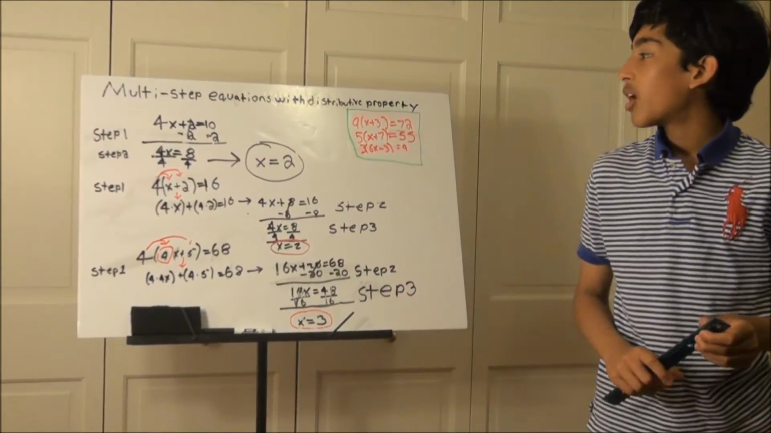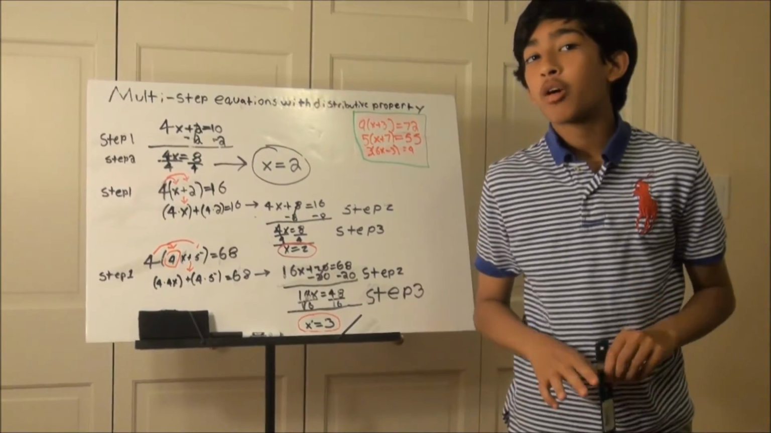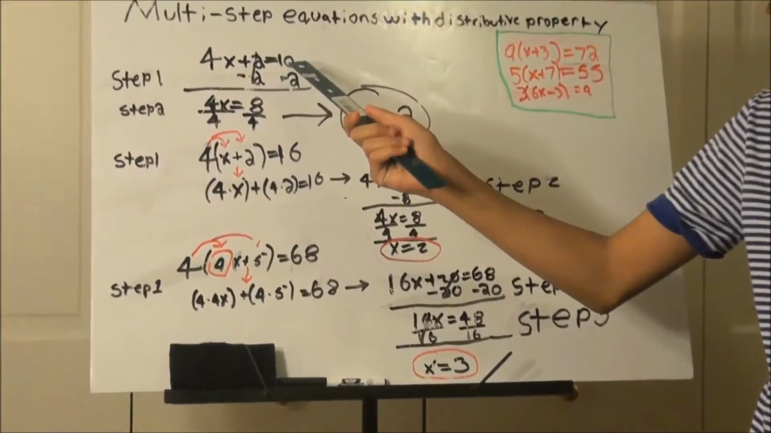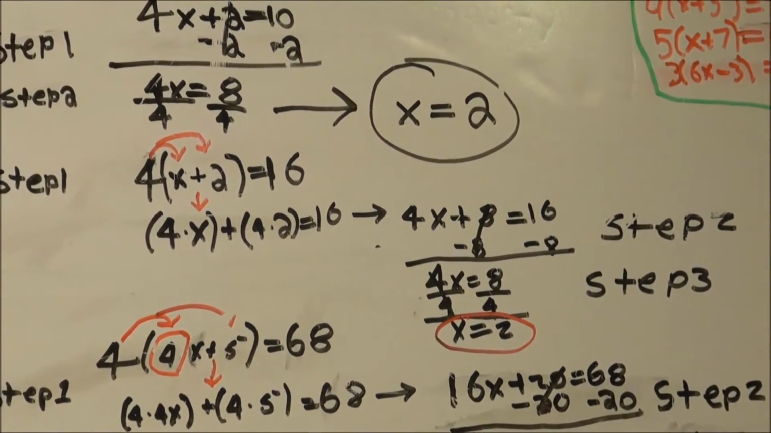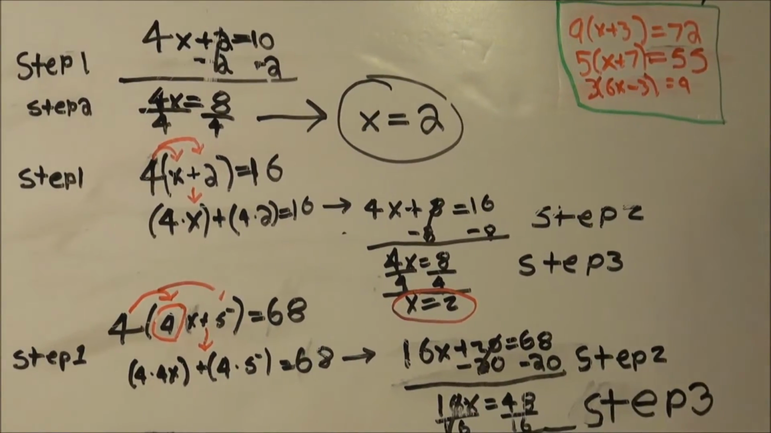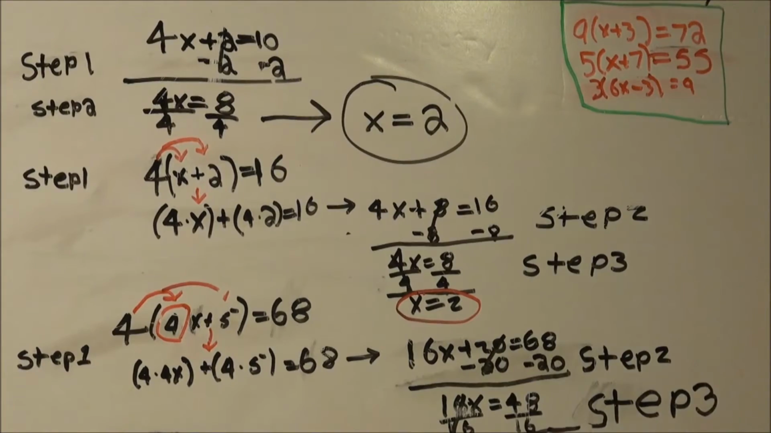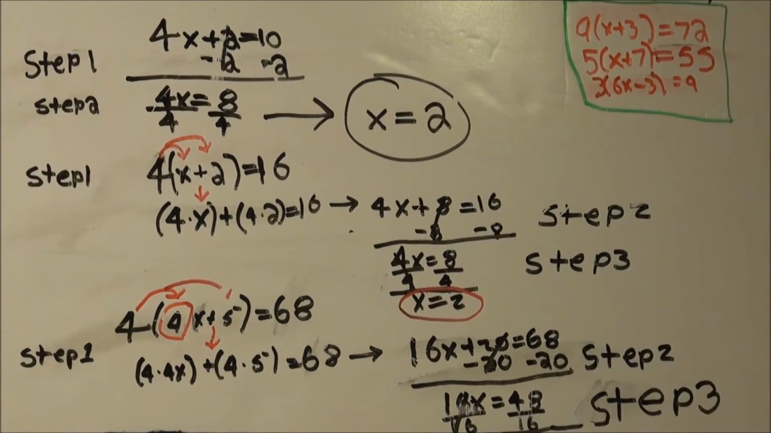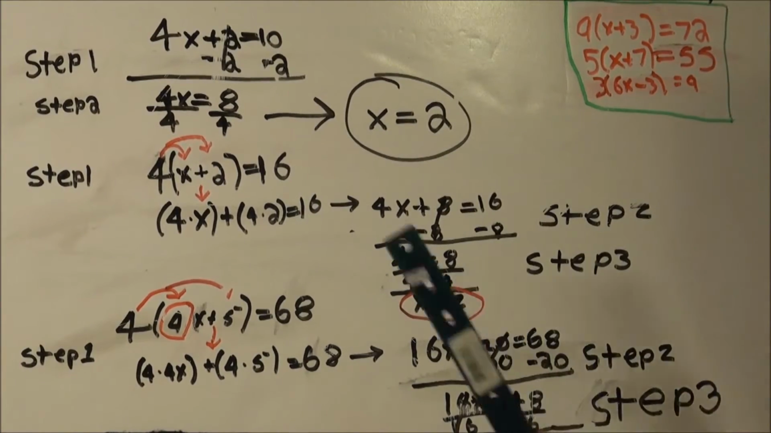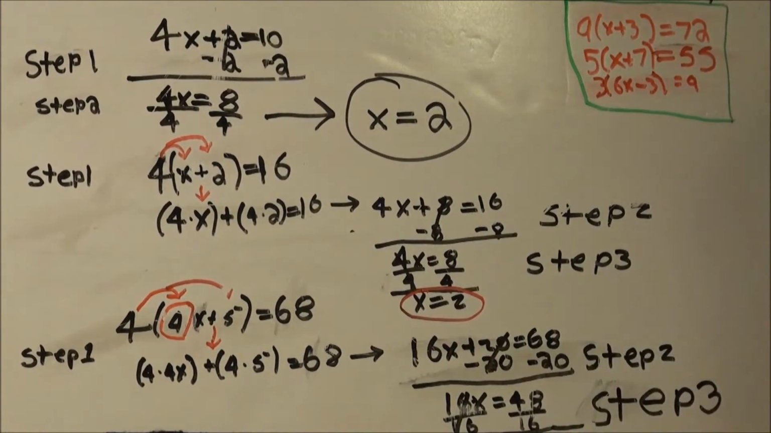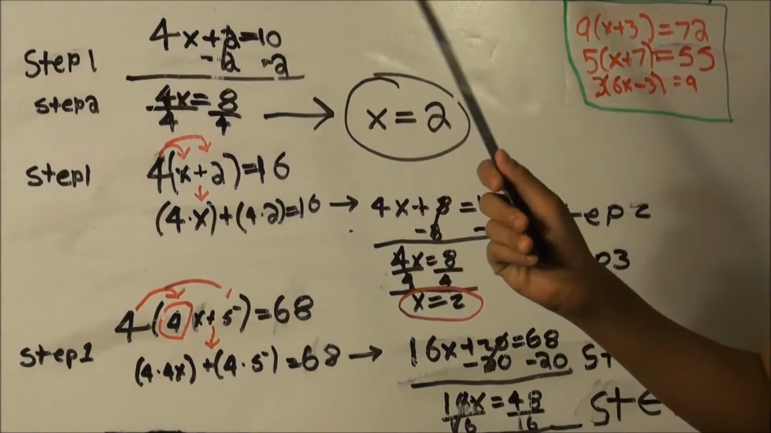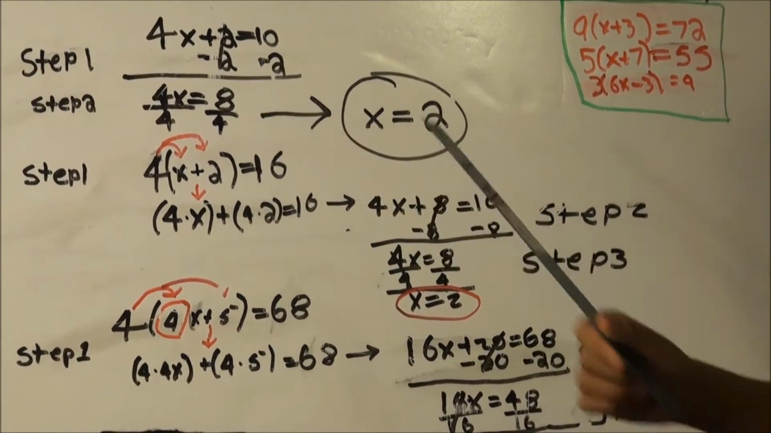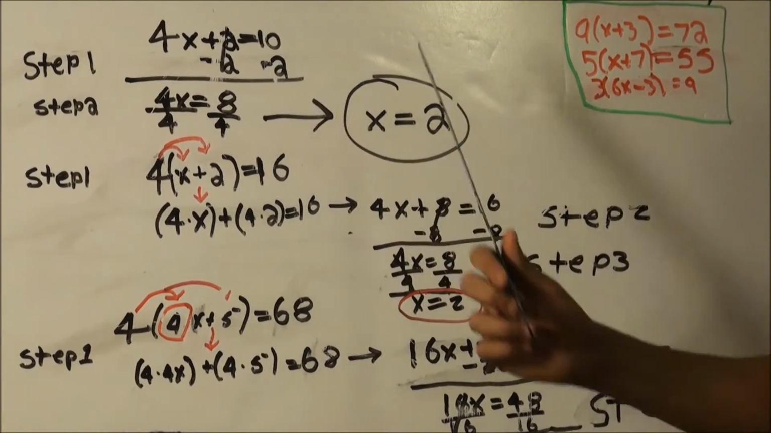First off, what's a multi-step equation, you might ask. A multi-step equation is an equation that requires multiple steps to derive your answer, such as 4x plus 2 equals 10. How do we solve this though? What we want to do is isolate the variable. And to do that, we must do the inverse of what's happening here, not opposite, inverse. So we would subtract 2, because the inverse of adding is subtracting. And then we get 4x equals 8, because the 2's cancel out.